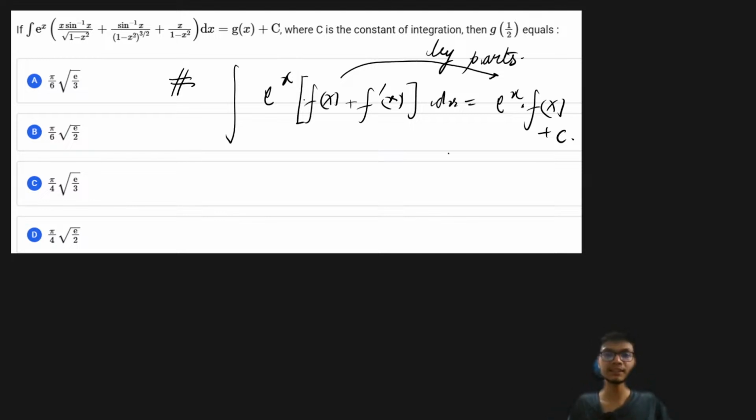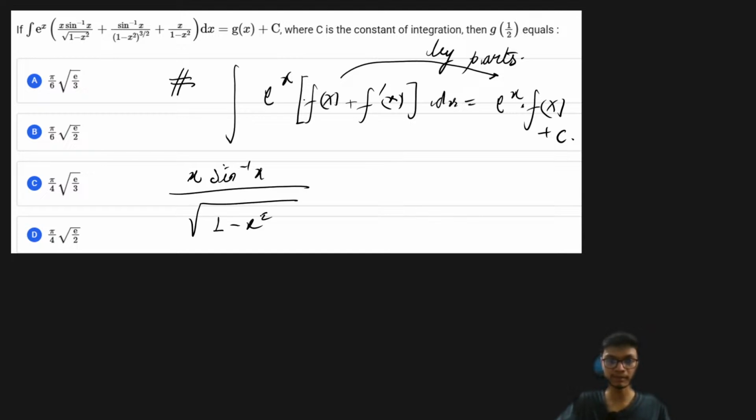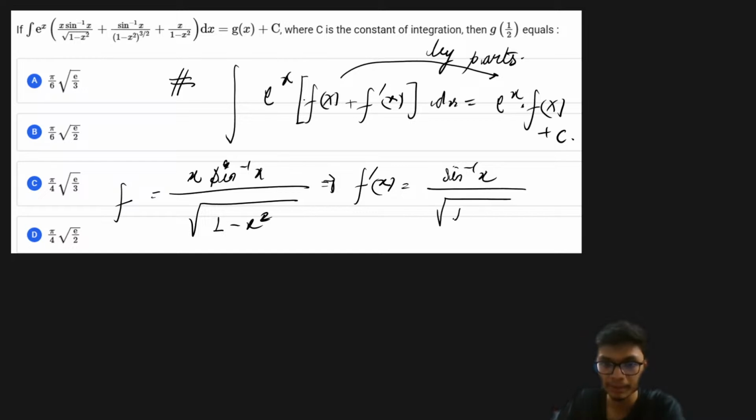Okay, so if you apply integration by parts, you're going to simply get this result, right? If you look at this question, now if you consider this function x sine inverse of x divided by square root of 1 minus x square as f of x, and if you try to differentiate this function, then this is going to be equal to sine inverse of x divided by (1 minus x square) whole to the power 3 over 2, and then plus x by 1 minus x square.